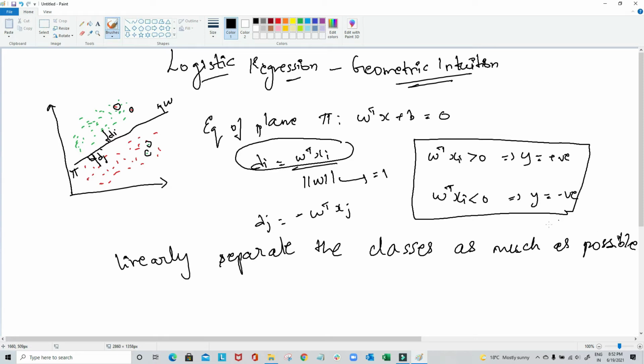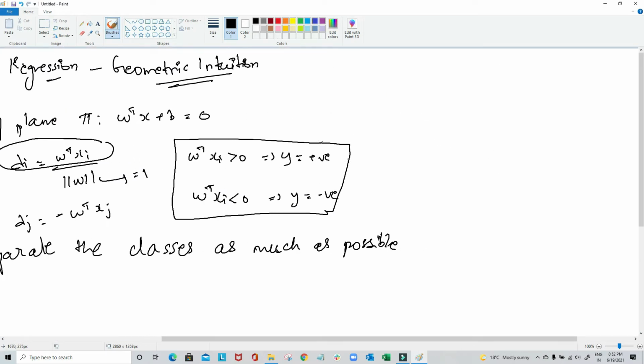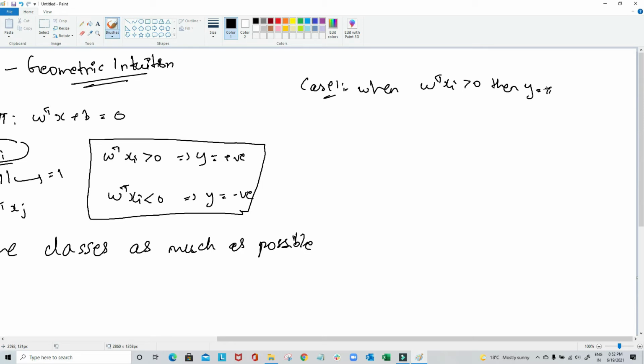What this statement actually means, as discussed here: case 1, when W transpose Xi is greater than 0, then Y is positive, which implies Yi into W transpose Xi is greater than 0. Then this is a correct classification.